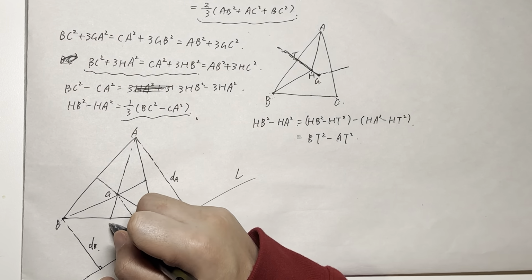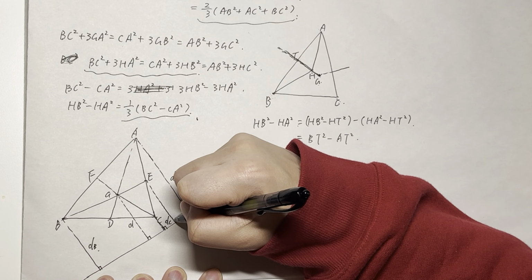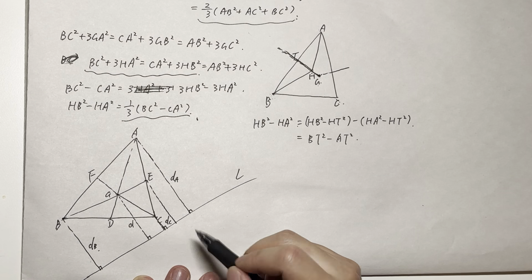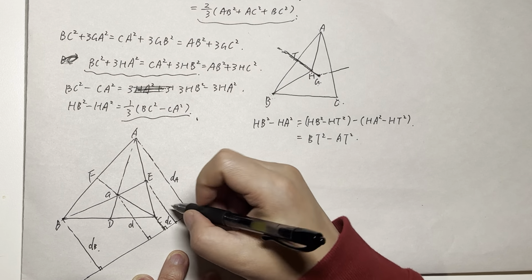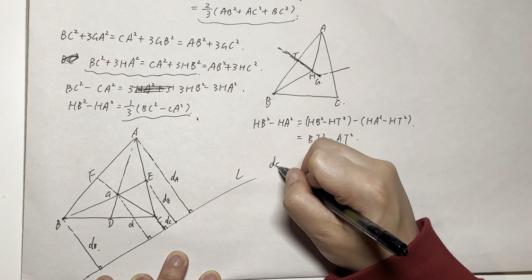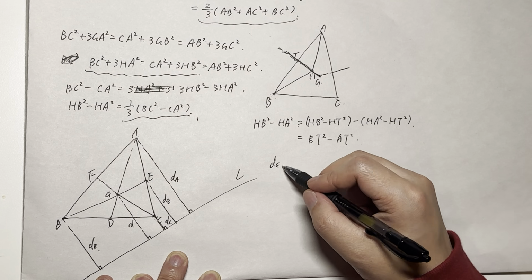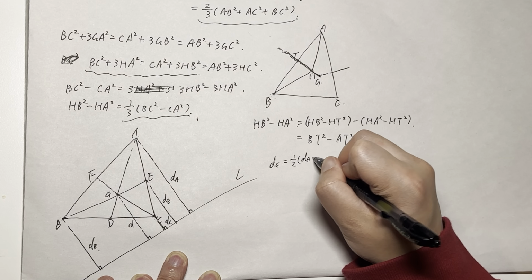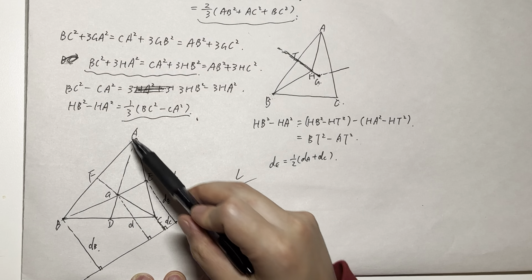So we just draw the E to here. Because all of these distance lines are all parallel, let's call this DE. So we know that E is the midpoint of AC, so DE equals half of DA plus DC, right? DE equals half of DA plus DC.